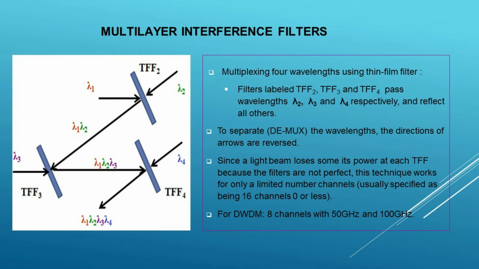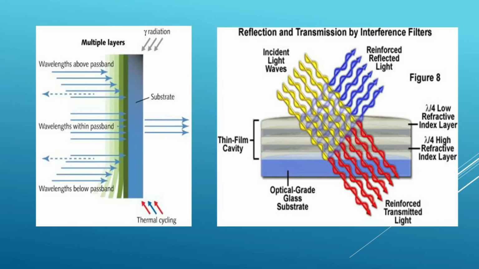Since a light beam loses some of its power at each TFF because the filters are not perfect, this technique works for only a limited number of channels, usually specified as being 16 channels or less. For DWDM, 8 channels with 50 GHz and 100 GHz spacing.